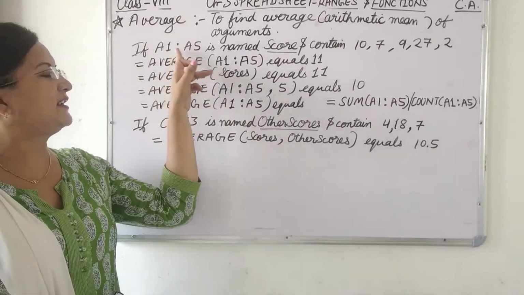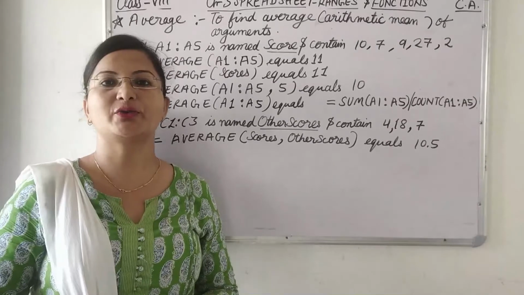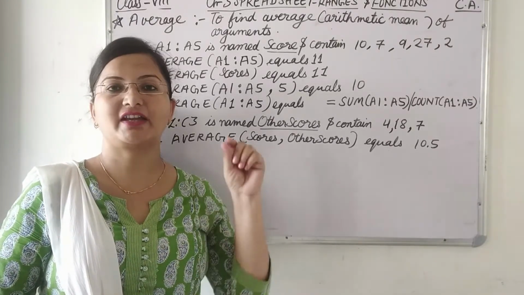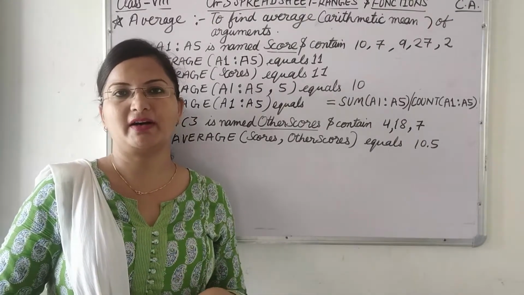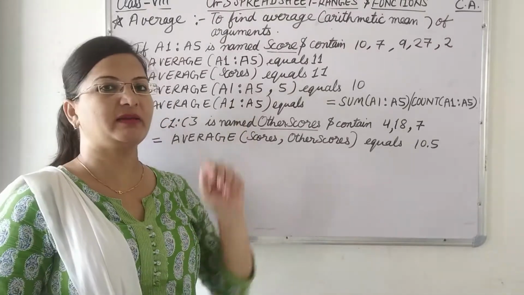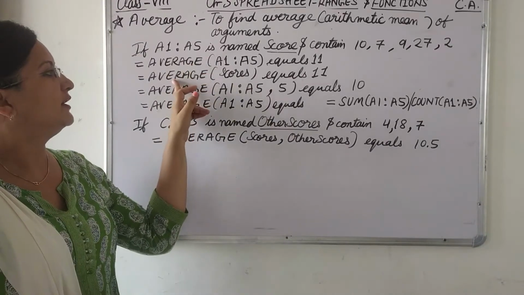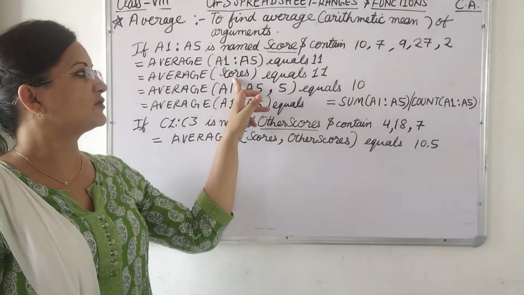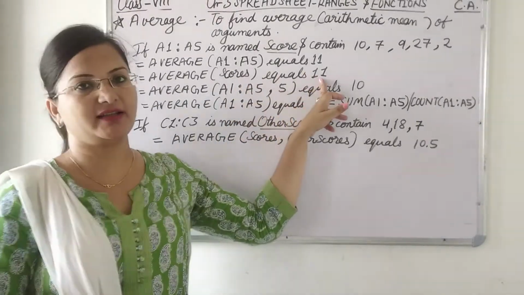Now here it is written that A1 to A5 is named score. I have told you how to name a range. When we select the range, we have to go to the name box, which is just near the formula bar, click there and give the name. Here the name given is score. So what we have to do is AVERAGE(score). These are the numbers present in score. The sum of these numbers is 55, divided by 5 is 11.